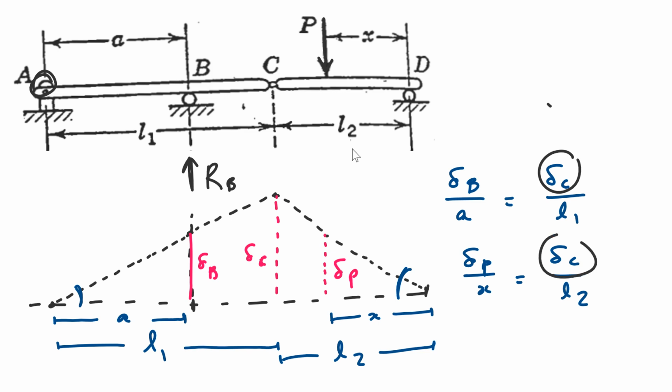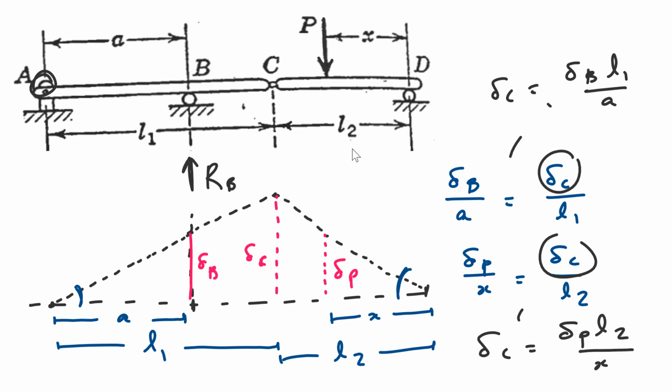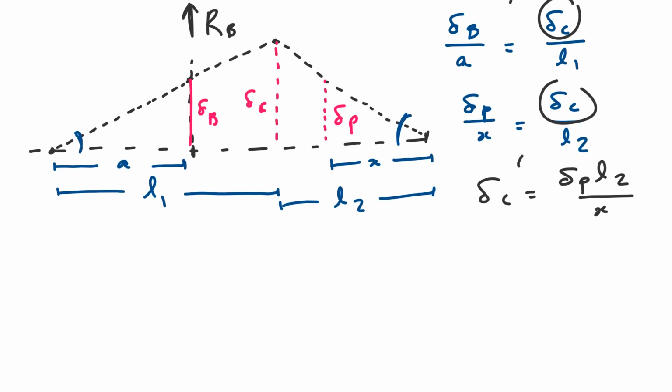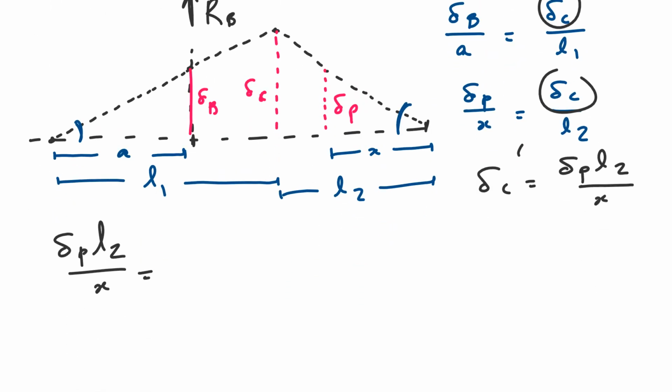So if I solve for delta C on both sides, what I get from this one is delta C equals delta B L1 over A. And from this one I get delta C equals delta P L2 over X. Okay? So now I'm going to set them equal to each other. So delta P L2 over X equals delta B L1 over A. So this is equation number 1.